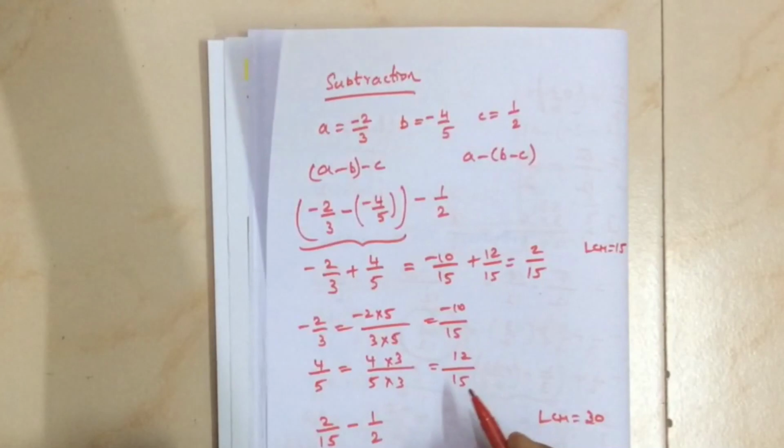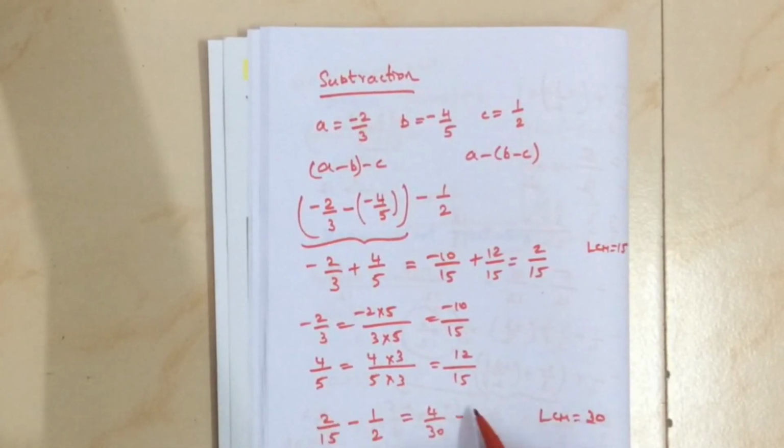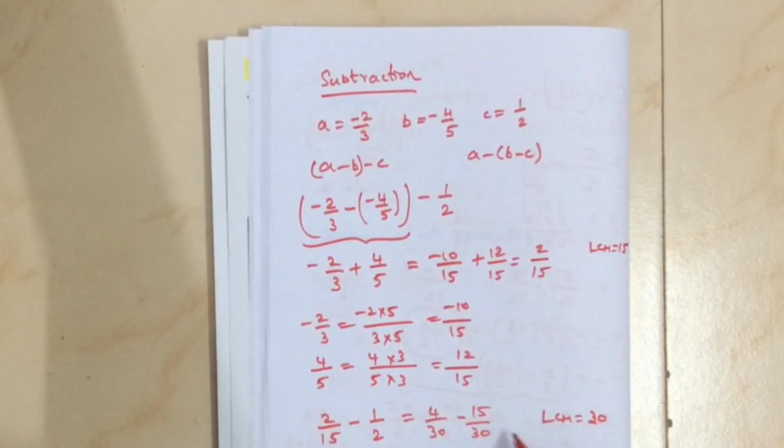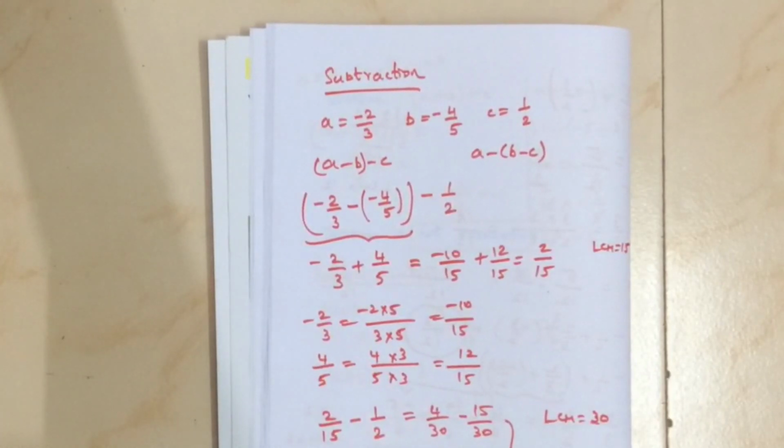So what is the answer? Instead of 2 by 15 I am writing 4 by 30 minus, for 1 by 2 I am writing 15 by 30. So the answer is 4 minus 15 by 30. What is 15 minus 4? It is 11. The greater number is 15, so it is minus 11 by 30.